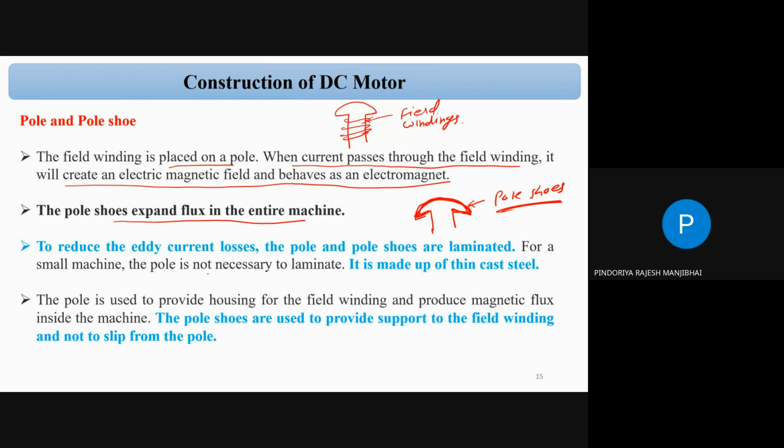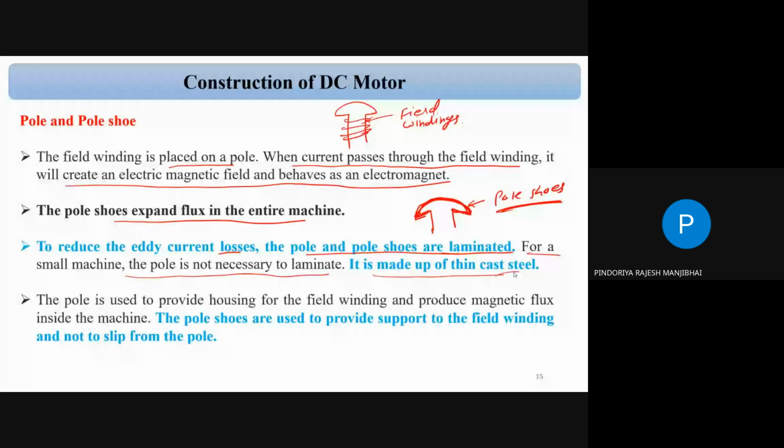To reduce the eddy current losses, the pole and pole shoes are laminated. We have to reduce many losses: eddy current losses, hysteresis losses. So that's why we have to design the specific shape of the pole shoe. And also we have to provide the lamination, correct? For a small machine, the pole is not necessarily laminated. It is made of thin cast steel. Suppose it's a very small machine, so it's not laminated.